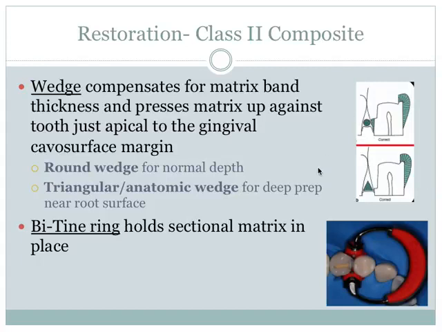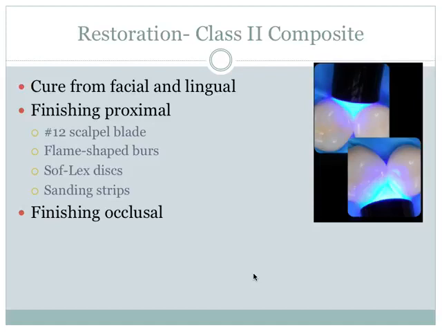As a general rule of thumb, you should use one wedge if the matrix band passes through one contact, so for like an MO or a DO, and use two wedges if the band passes through two surfaces, so that if you were doing an MOD. And this thing here, it looks a lot different. That's part of the sectional matrix system, and that can be used for composites. And instead of using the metal bands, use clear plastic strips, and you can use this ring to hold everything in place. So there are a lot of different methods to this madness.